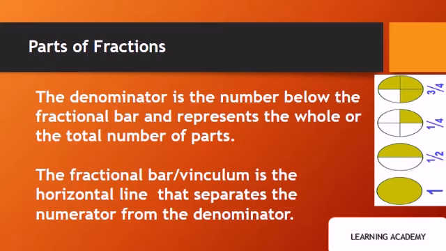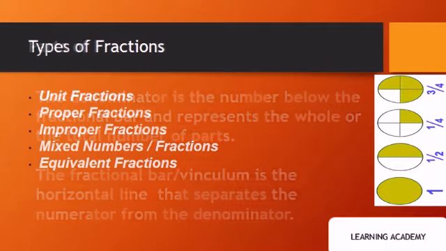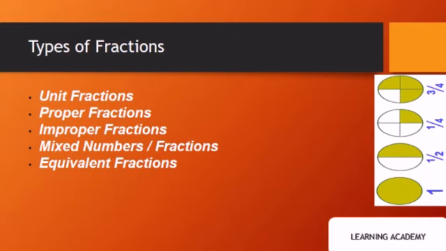The denominator is the number below the fractional bar, and it represents the whole or the total number of parts. The fractional bar or the vinculum is the horizontal line that separates the numerator from the denominator. The denominator is the number below the fractional bar, while the numerator is the number above the fractional bar.